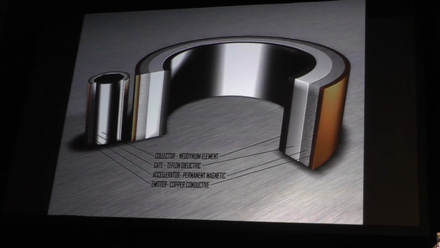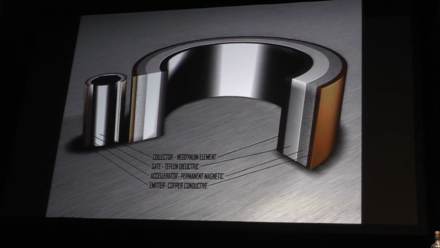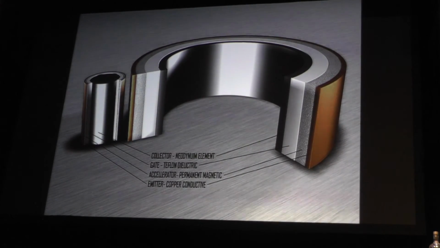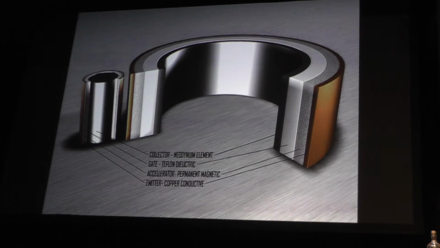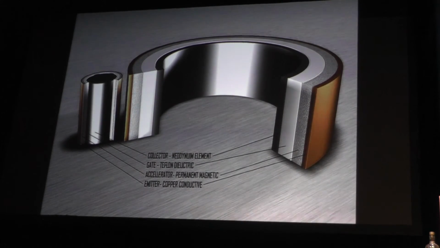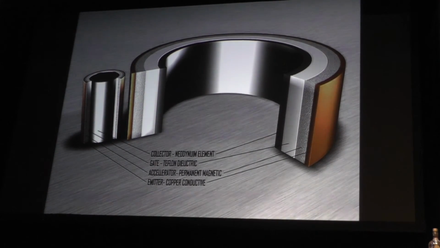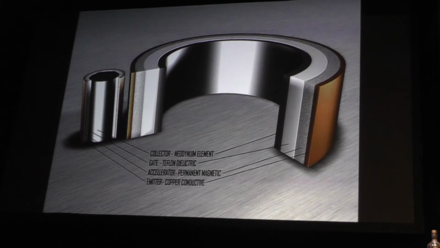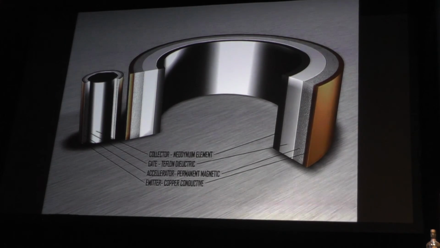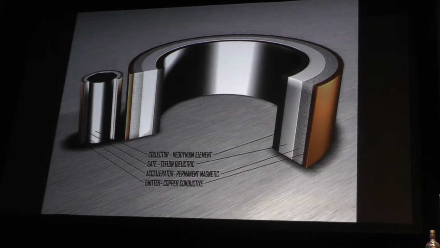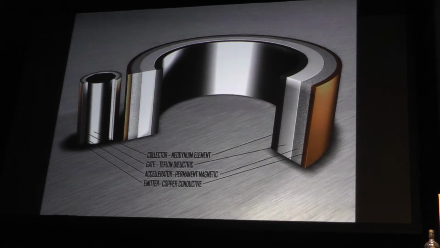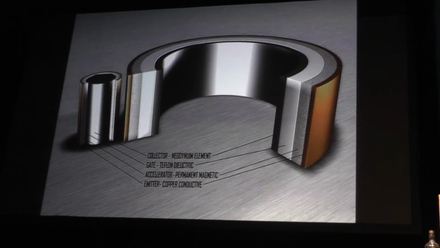So, your rare earth, neodymium, your insulator, your accelerator of electrons is magnetized, and your paramagnetics layer. That causes eddy currents between the plates and the runners, so they float over the plate magnets, and no matter what speed they go at, they never fly off. The faster they go, the more the magnetic traction is increased. So, collector, neodymium, gate, Teflon, accelerator, permanent magnetic material, and emitter, copper.